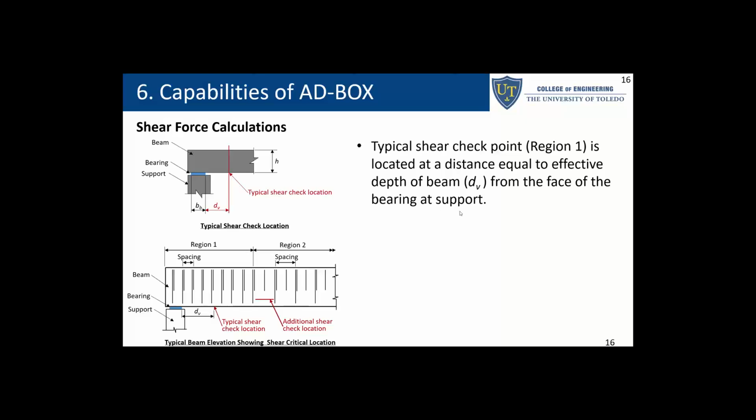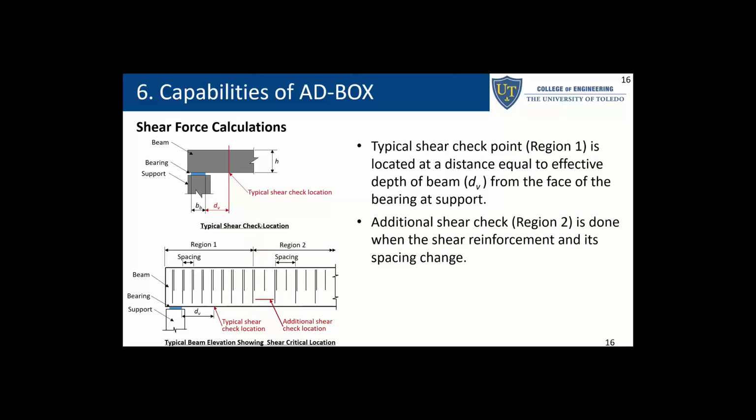So the typical shear check point is located at a distance equal to the effective shear depth, that is dv, away from the face of the bearing of the support. We can see that on the figure on the left, the distance dv away from the support. An additional shear check is also performed where the shear reinforcement and spacing changes. We can see the additional shear check locations on the bottom left figure.